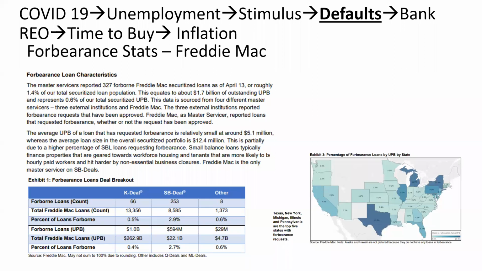Freddie Mac put this out mid-April, so I think this is going to get worse as well. They had about 327 loans. The majority of those loans were actually small balance loans. Their small balance book is more B and C, with smaller unit size, typically 50 to 100 units, compared to their larger conventional loans, which are closer to the A and B, larger, 200, 300 unit properties. So only 0.5% of their loans on the conventional side were in forbearance, whereas about 3% of the small balance loans were in forbearance.